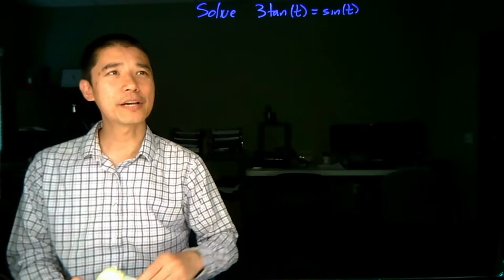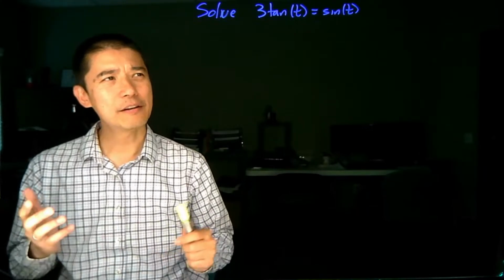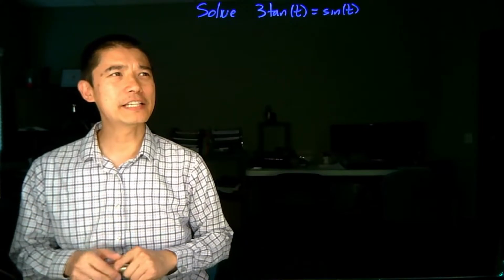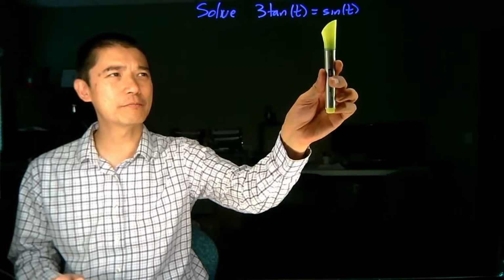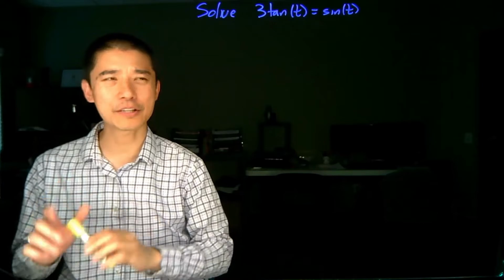So here's another example. Solve 3 tangent t is equal to sine of t. Now if you look at this, a Pythagorean identity is not going to help us here because it relates sine to cosine and tangent to secant, and those two things aren't interacting. So that's not the right substitution here.